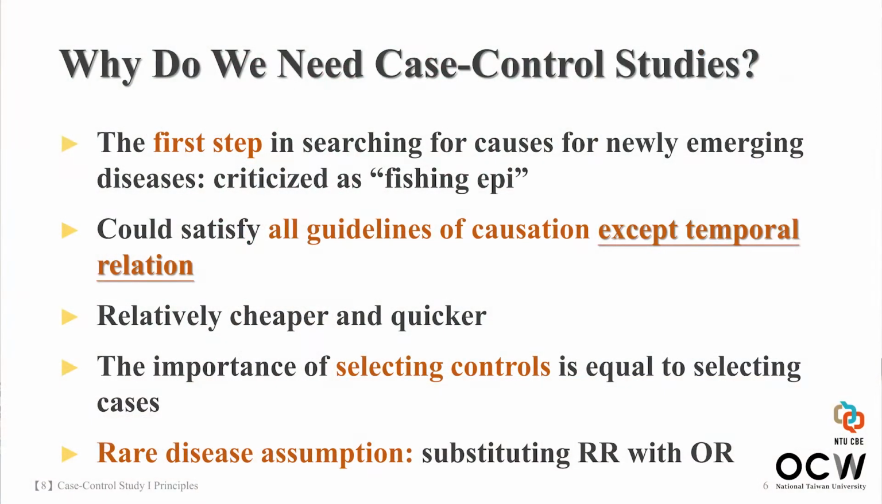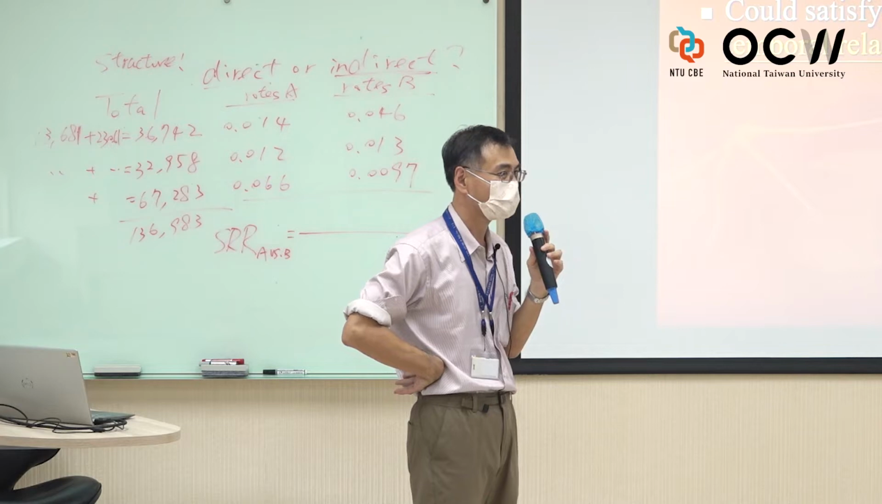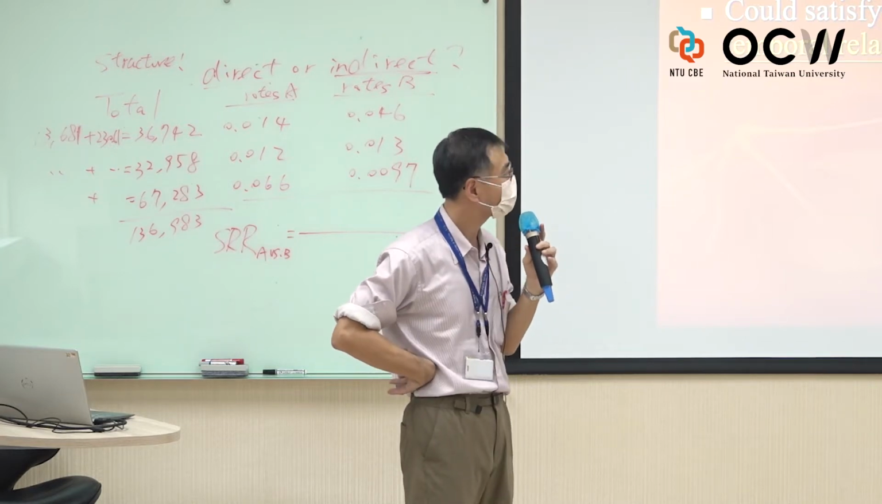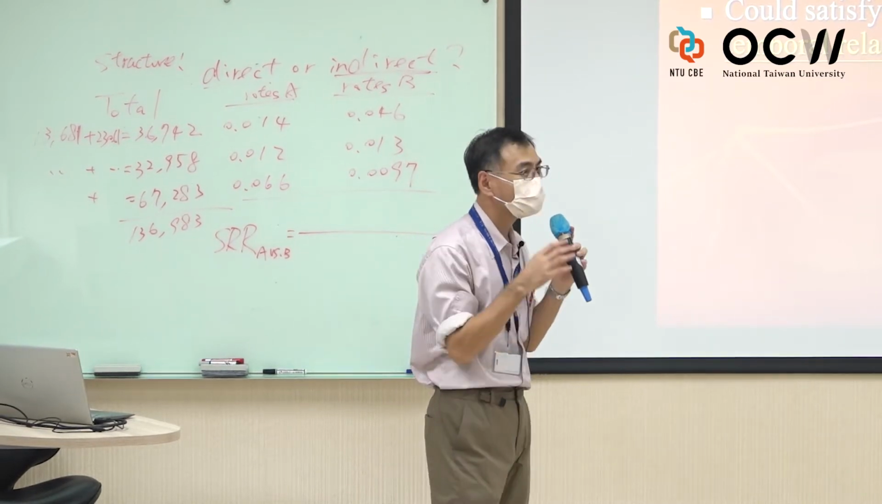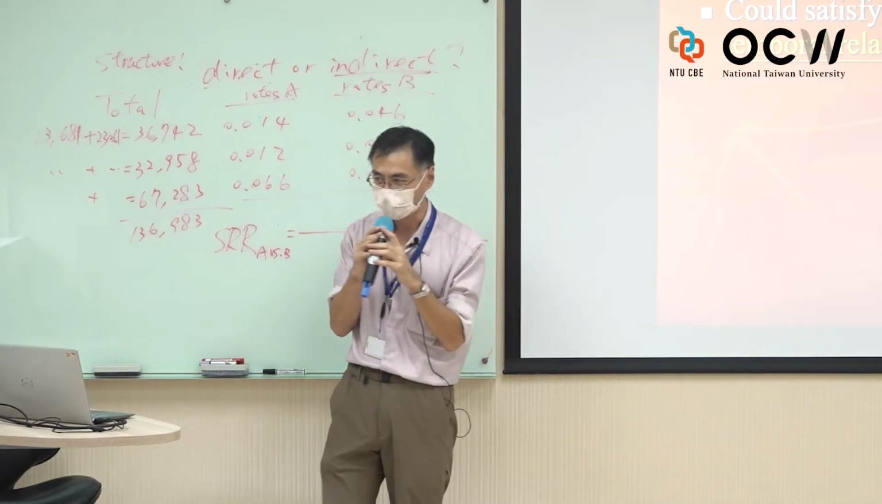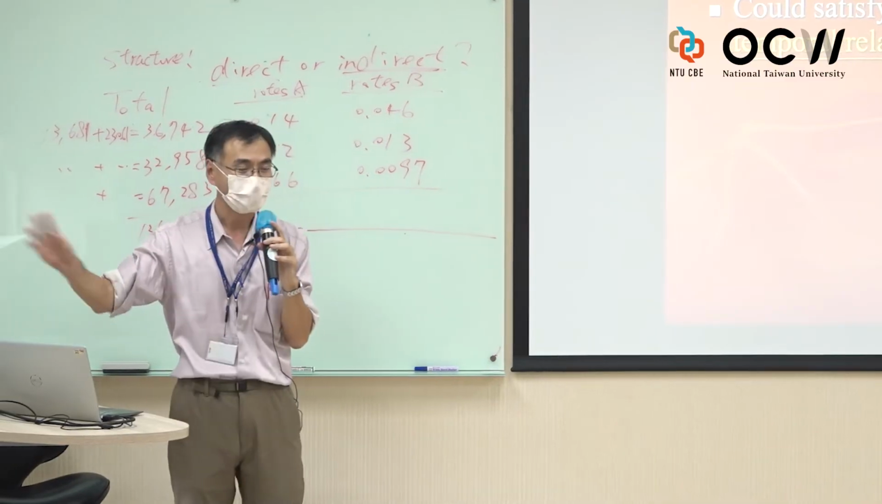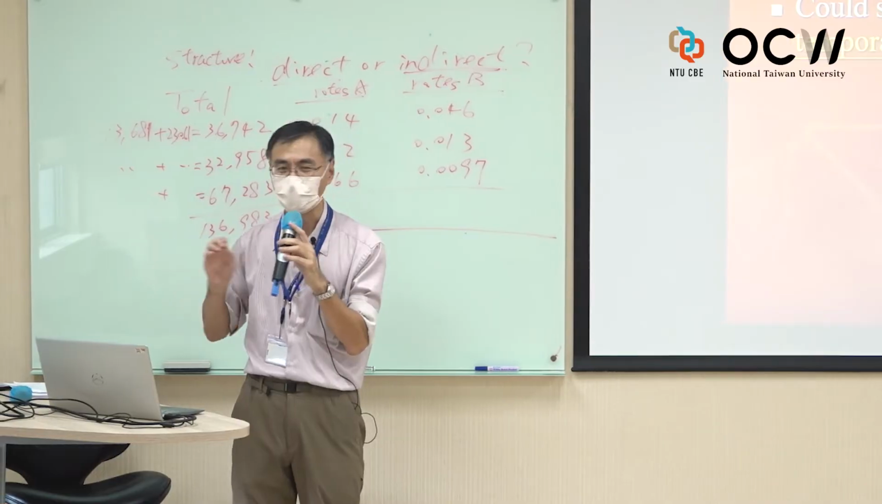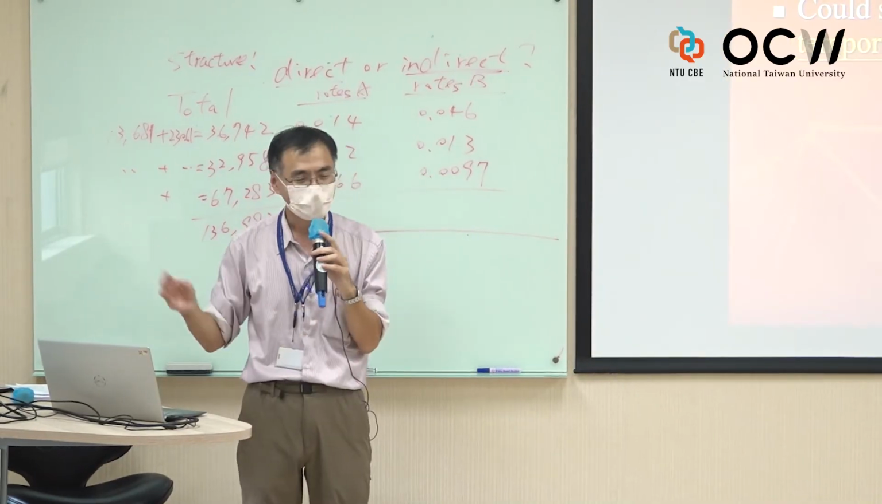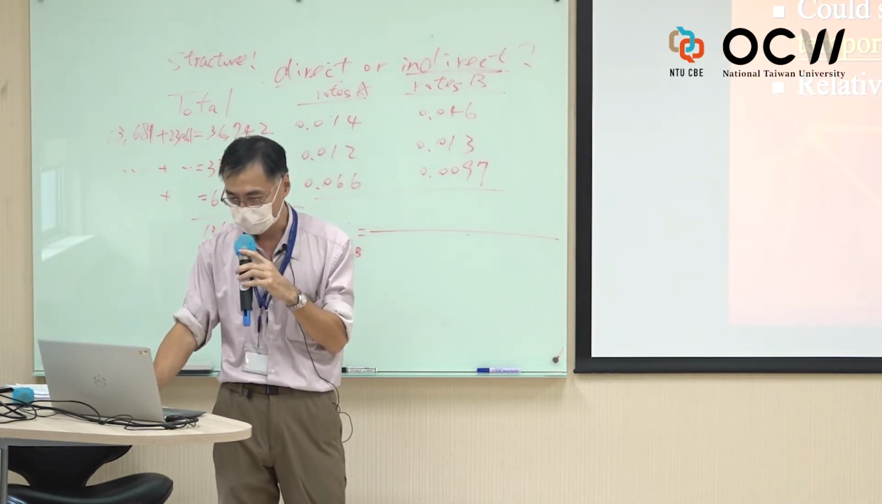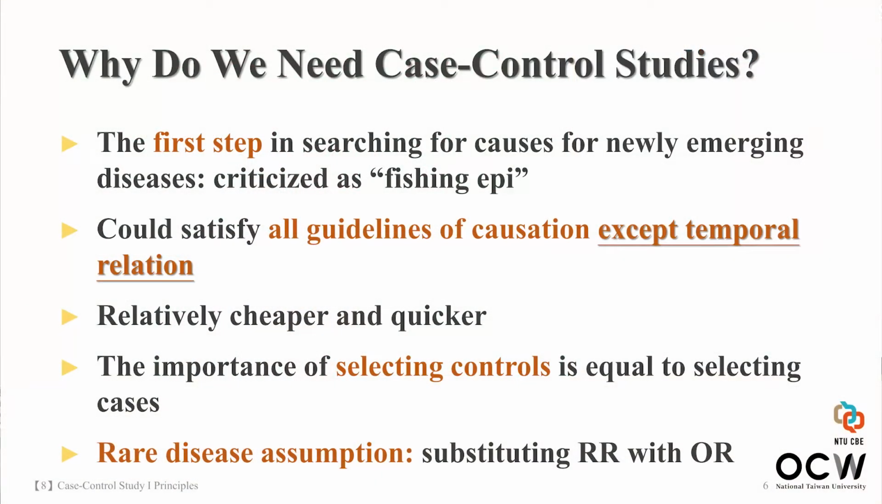Though it cannot satisfy the temporal relation, to some extent it could satisfy all the other guidelines. Only the temporal relation is not possible to satisfy with a typical case control study. But all the other guidelines, like specificity or dose response, are possible to satisfy. And it is relatively cheaper and quicker to find the answer.